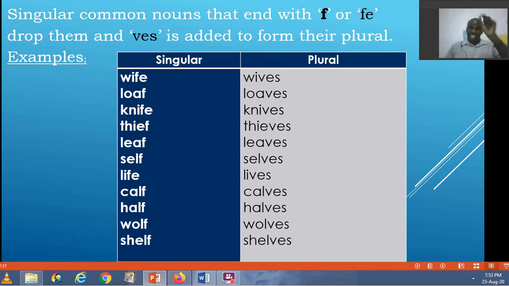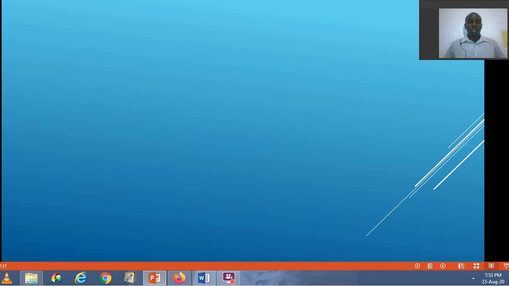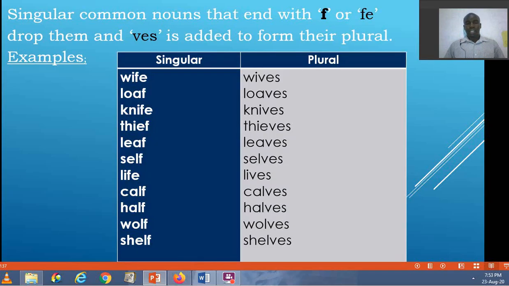So these ones end in F or FE. If you look at wife, it has FE, then we have knife, FE, and the other ones end in F. But for them, they change to V, then we add ES. However, we also know that not all of them deal in this. So in our next lesson, please take more interest in others that don't fall in this category.